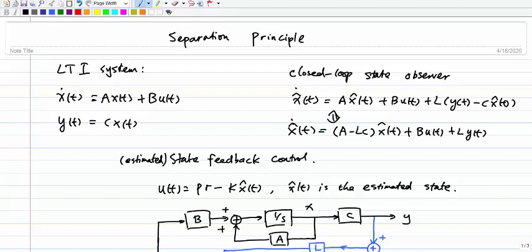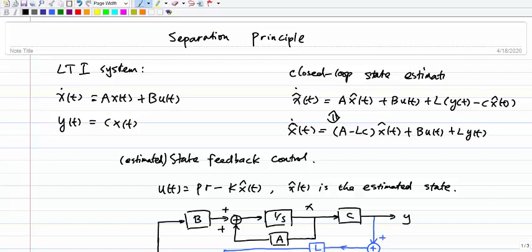This video is about a separation principle. In the previous two lectures, two videos, I talked about the state feedback control design for linear time invariant systems, and also how we can design a state estimator or state observer for linear time invariant systems, such that we can use the estimated state to replace the actual state if we don't know the actual state.